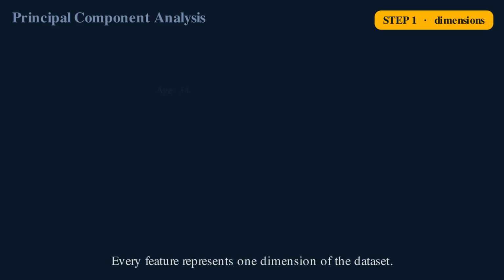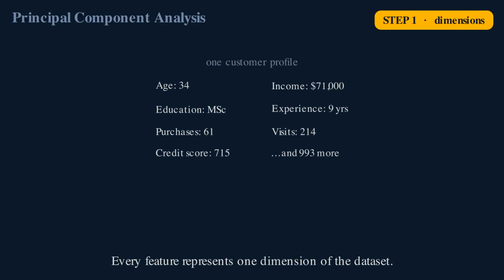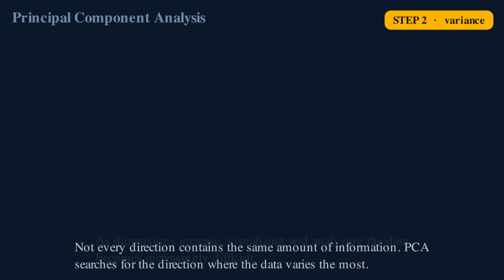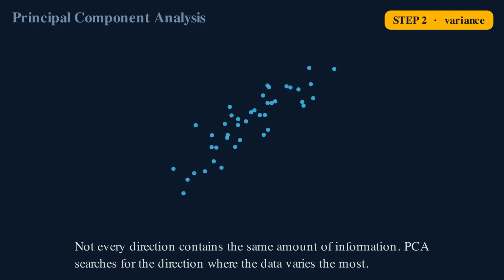Every feature represents one dimension of the dataset. As dimensions increase, visualizing and analyzing the data becomes increasingly difficult. Not every direction contains the same amount of information.